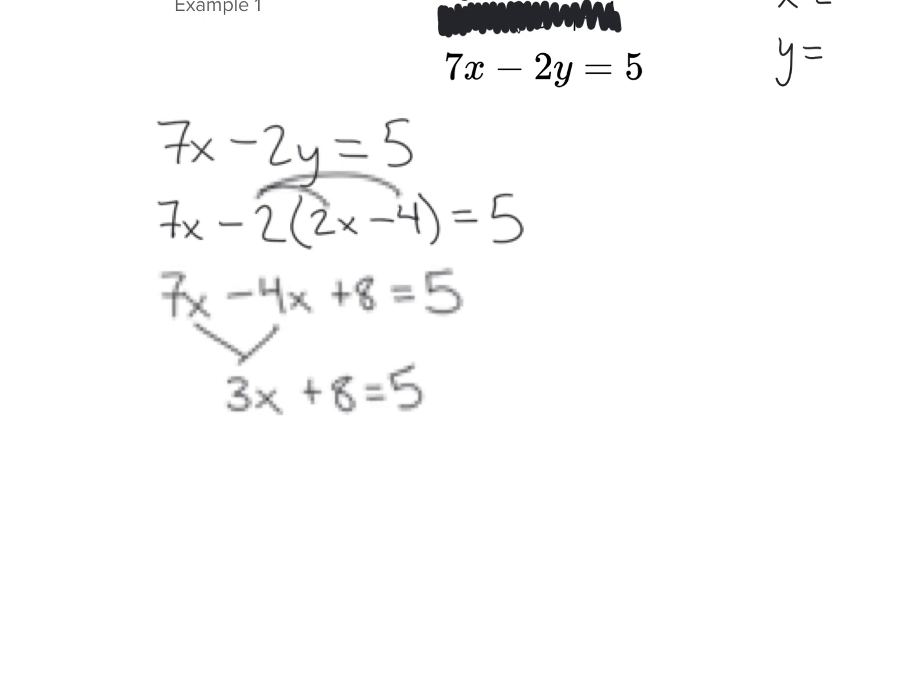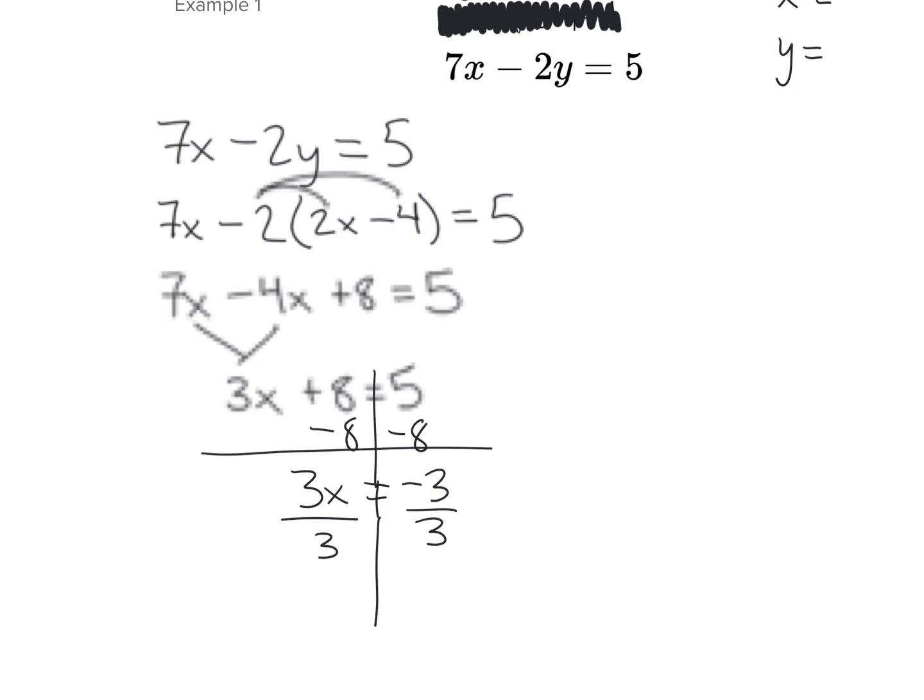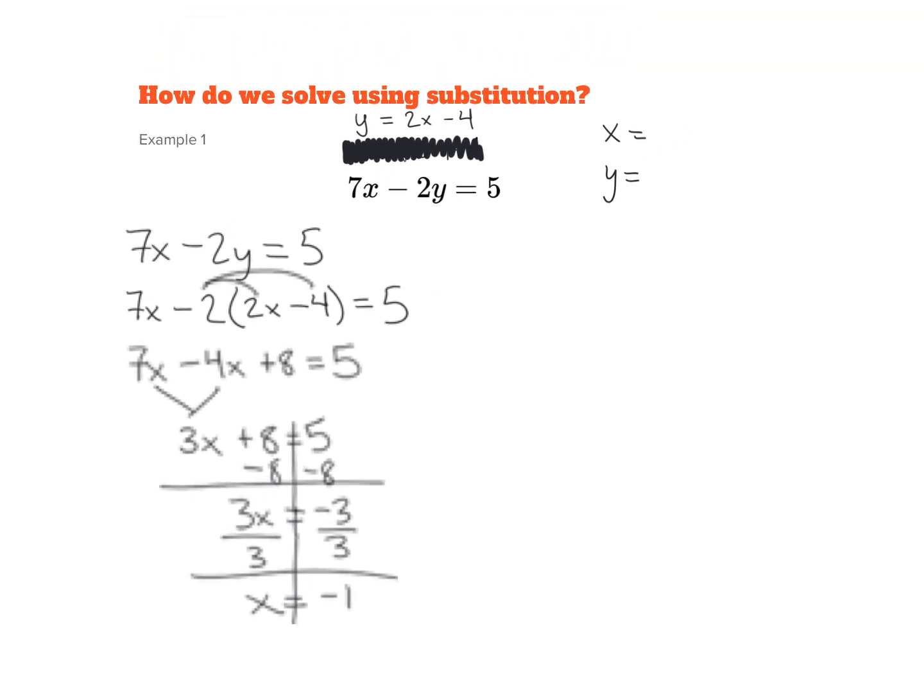And now it's just a two-step equation right here. We're going to subtract 8. 3x is going to be equal to 5 minus 8, which is negative 3. To get x by itself, I'm going to divide by 3. And again, I'm going to get x is equal to negative 1. So I know that if I put in negative 1, I should be able to make both of these equations true.